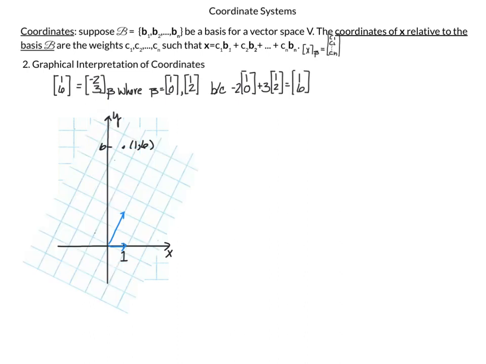I have to now tilt my graph paper. My (1, 0) still gives me this horizontal x-axis, but my (1, 2) now tilts my other axis. It's a little bit skewed over. And the next thing I need to do is scale each of my axes. So my (1, 0) gets scaled by -2.